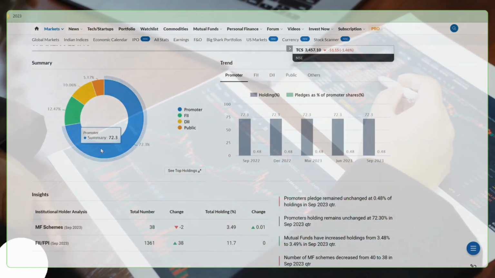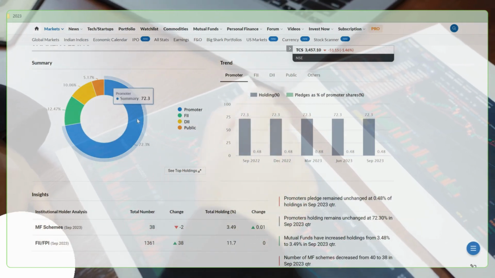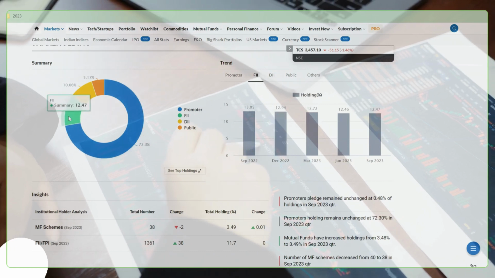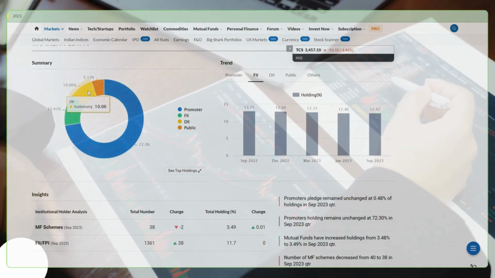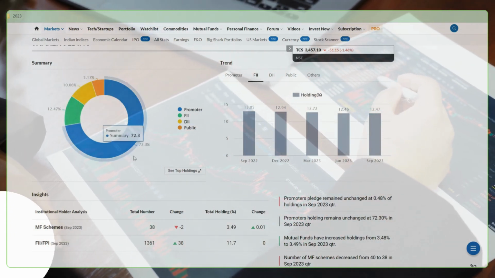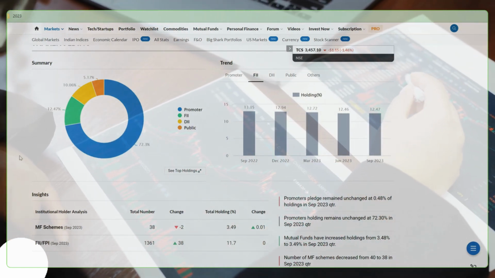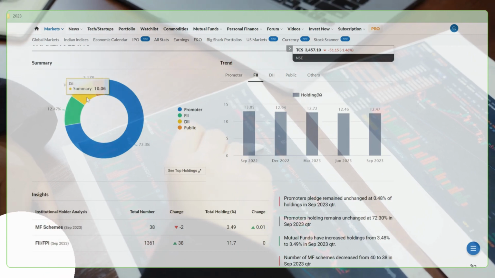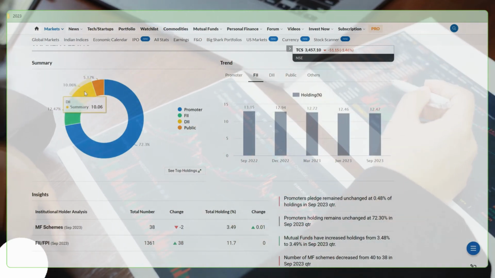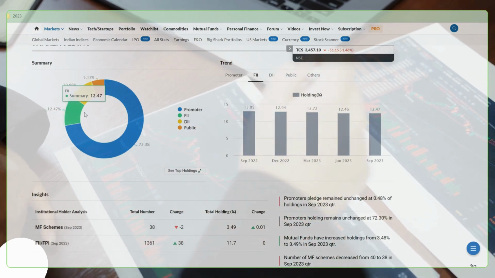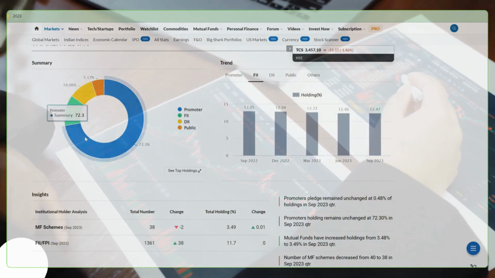Okay. So promoters have 72% of the shares. Then you can see FIIs. How much do FIIs have? They have 12%. Then DIIs 10%. Then the public has 5%. Mostly, if you see in good companies, public shareholding will be very small compared to promoters, FIIs and DIIs. Because in good companies, FIIs and DIIs will pick shares first. They have more potential to buy, right? So they will be buying.